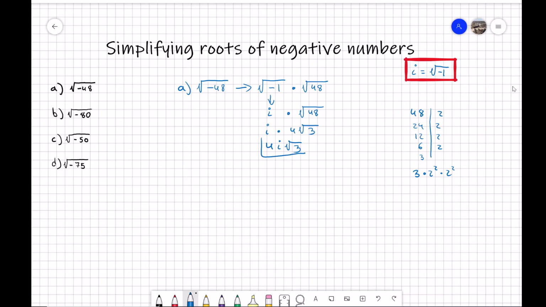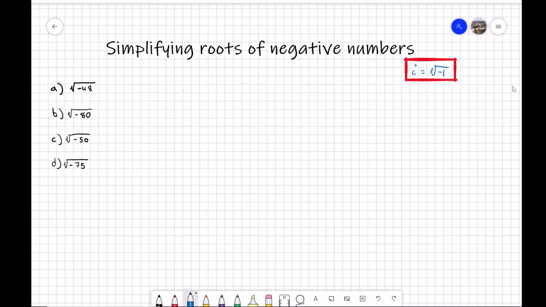Alright, now let's move on to the second exercise. Let's do B. For B, exactly the same thing. We have the square root of -80, and again we have a negative number inside the root, so we have to get rid of that negative number by splitting it into two roots: the square root of -1 times the square root of 80. Now we said that the square root of -1 is i, and then times the square root of 80. So all we have to do is simplify 80.